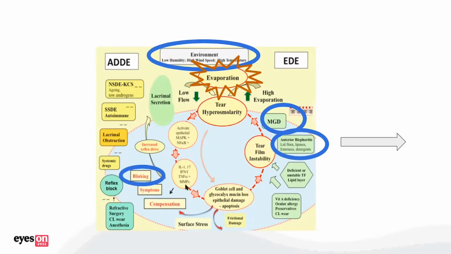That then leads to epithelial apoptosis, which then plays into an unstable tear film. You can have Meibomian gland dysfunction, which feeds that unstable tear film, again with a decreased quantity or quality of the meibum, and that just kind of perpetuates the entire cycle.